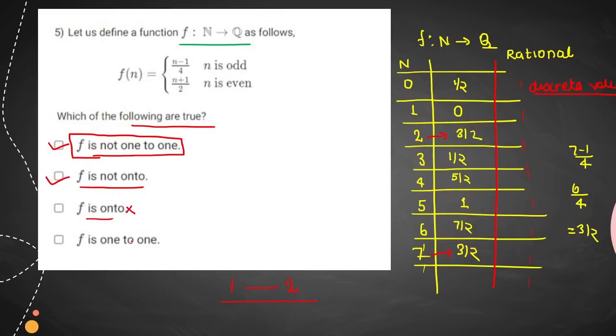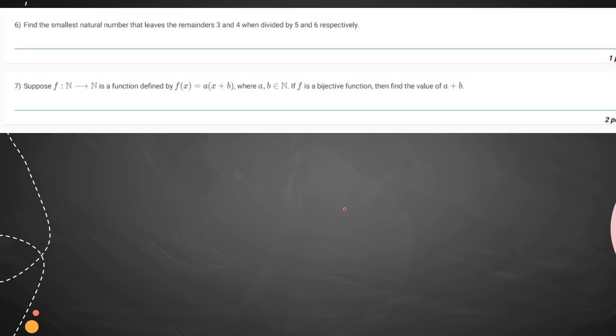f is onto, it is incorrect. f is one-one, it is incorrect, because 2 is also giving 3 by 2, 7 is also giving 3 by 2. That's why this is not one-one. So these two options are correct. Moving to the sixth question.